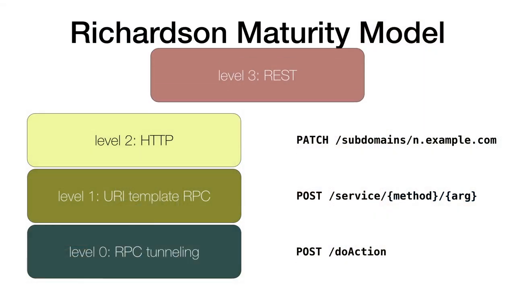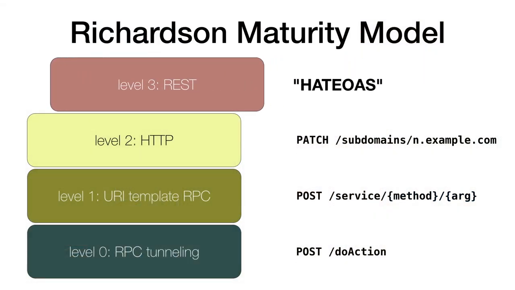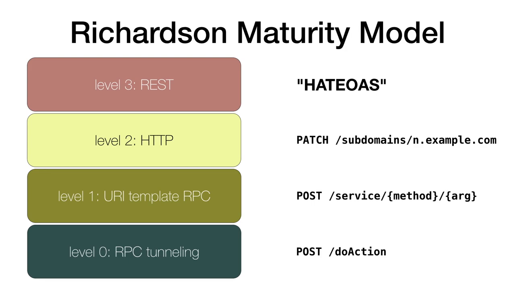HTTP is an implementation of a RESTful uniform interface, so any HTTP client can work with it without a lot of tight language coupling. Level three incorporates what we call HATEOAS. We'll talk about this in a moment. It really is one of the defining characteristics of REST in Richardson's model. And HATEOAS stands for hypertext as the engine of application state. We'll talk about what that means in a few moments. So let's revisit our subdomains example and see if we can bump it from level two to level three.